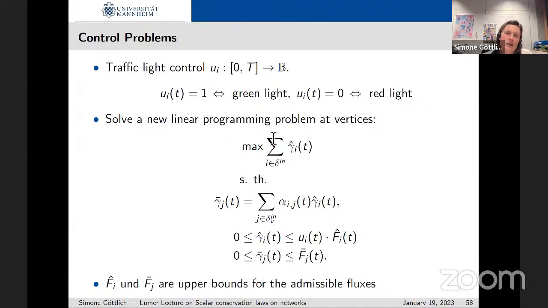And how can we describe this kind of traffic light control in our settings? So actually it's to think of a new linear program that needs to be solved at the vertices. This is what we have seen before in a different notion, but anyway, don't worry about this. These are the distribution coefficients again. This is the ingoing fluxes we want to maximize. And this is the flux conservation that might be fulfilled. And these are constraints on the fluxes in the case of supply and demand.